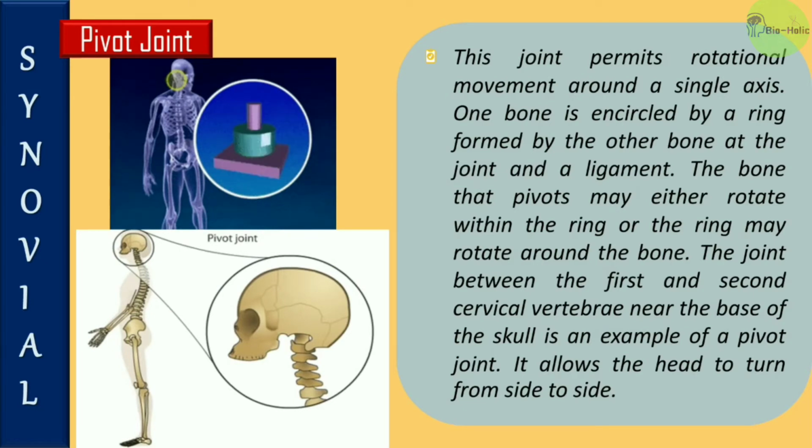The joint between the first and second cervical vertebrae near the base of the skull is an example of the pivot joint that allows the head to turn from side to side. Okay?